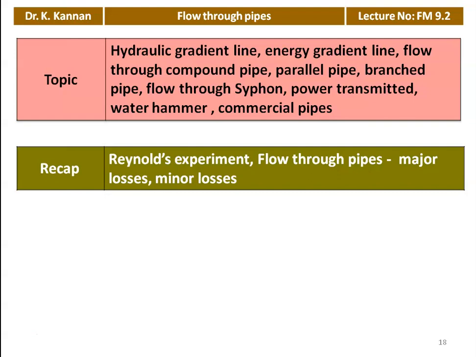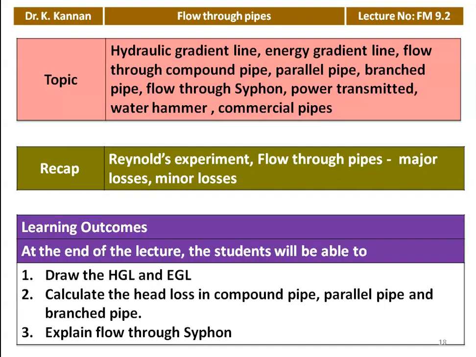In the earlier lecture in the same subject, same topic, we discussed the Reynolds experiment and we classified the flow, whether this is laminar flow or turbulent flow, and we discussed the major losses and minor losses, and we have written the equations to calculate the major and minor losses in the flow through the pipes. The learning outcome of this lecture: at the end of the lecture, the student will be able to draw the HGL and EGL, hydraulic gradient line and energy gradient line, calculate the head loss in the compound pipe, parallel pipe and branched pipe, and explain the flow through the siphon.